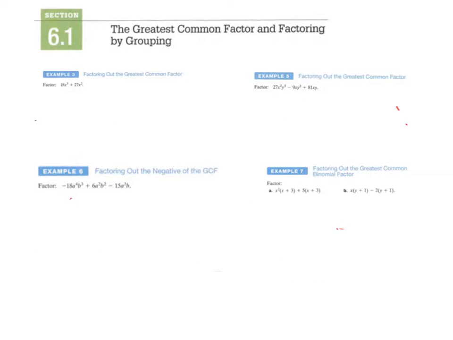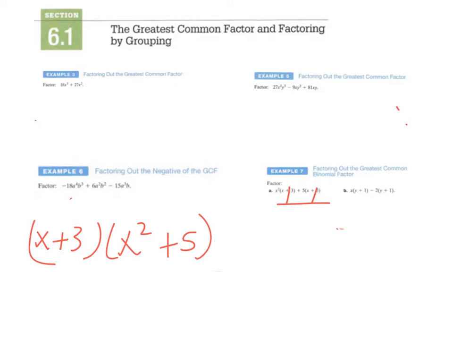Now, example 7, we have this factor, which is what's common between the 2, and x plus 3 happens to be an expression that's common. So we have an x plus 3. So I'm going to take that part out. What's left over when I divide the x plus 3, I get an x squared. And when I take out an x plus 3 over here, I get a 5. And so my factors end up being what's left over and an expression.